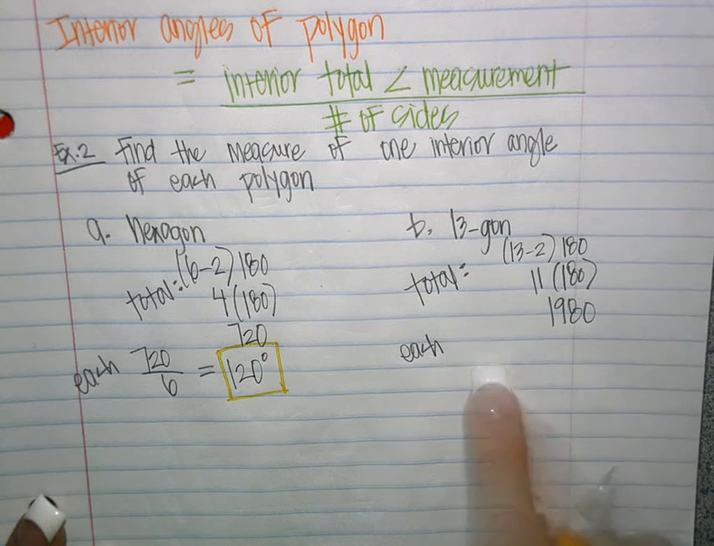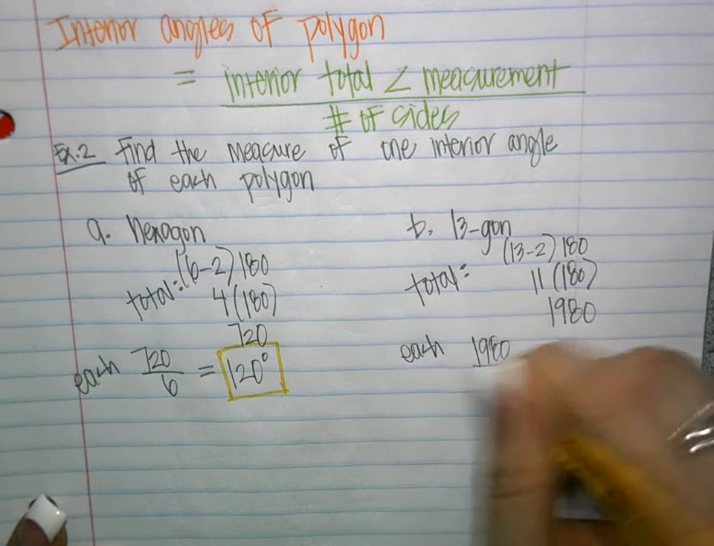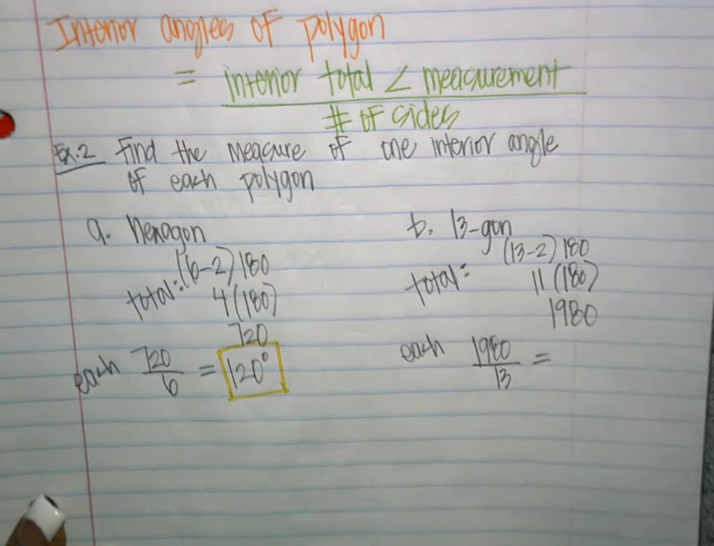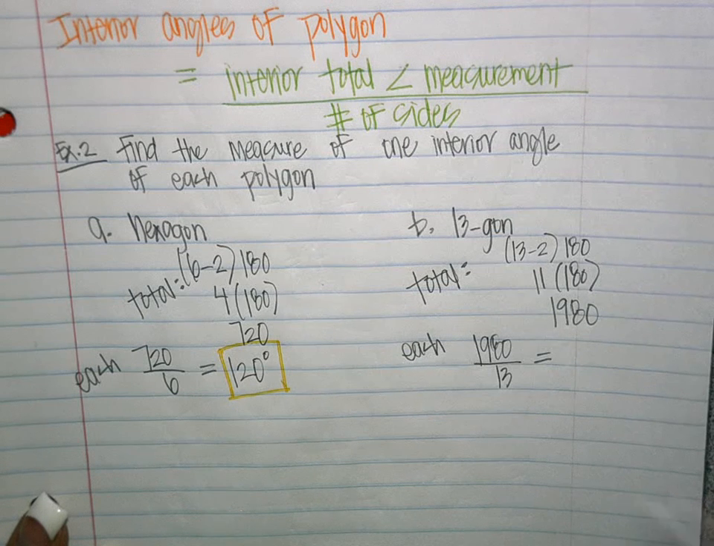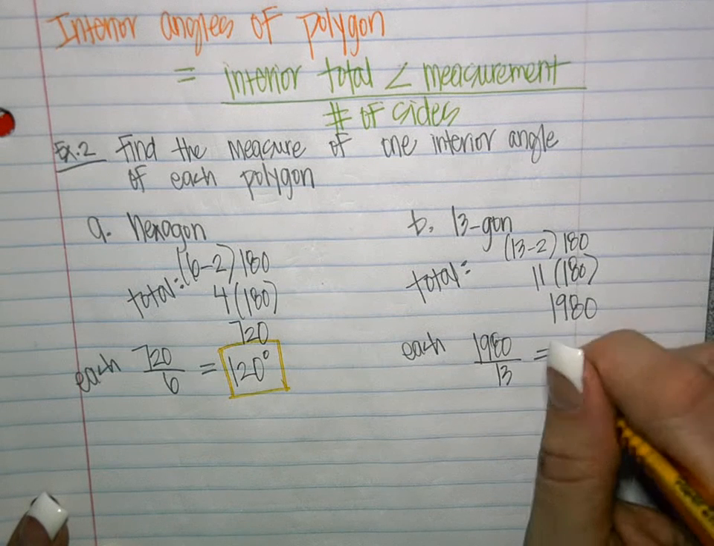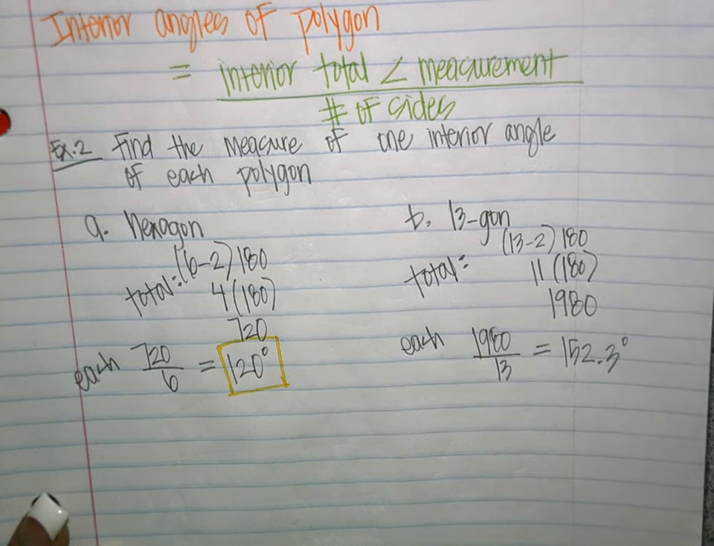So for each one, 1980 divided by 13. In your book, it'll tell you to round to the nearest tenth. So how many decimals is that? 1 decimal place. If you divide, you should get 152.3 degrees. You can use a calculator.